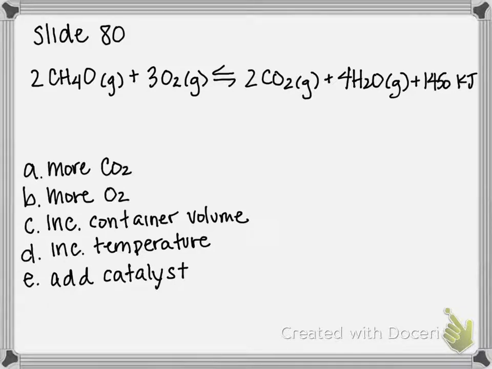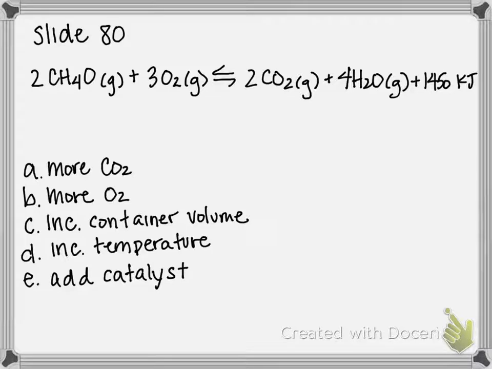So Le Chatelier's principle basically states that if an equilibrium is disturbed, it's going to shift in a direction to try and minimize that disturbance. So when we add things, the equilibrium typically shifts in the opposite direction. If we take things away, like reactants or products, it's going to shift in the same direction.